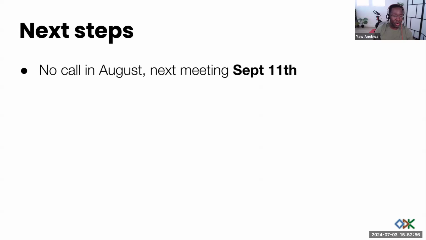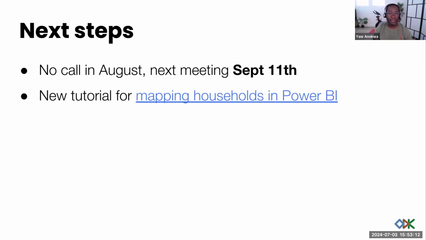Next steps. What do we have coming up next? There's no call in August. August is kind of a holiday month for folks, so we're not having a call there. The next meeting will be September 11th, and we will put out an announcement in the insiders category, as always. So you will have that.